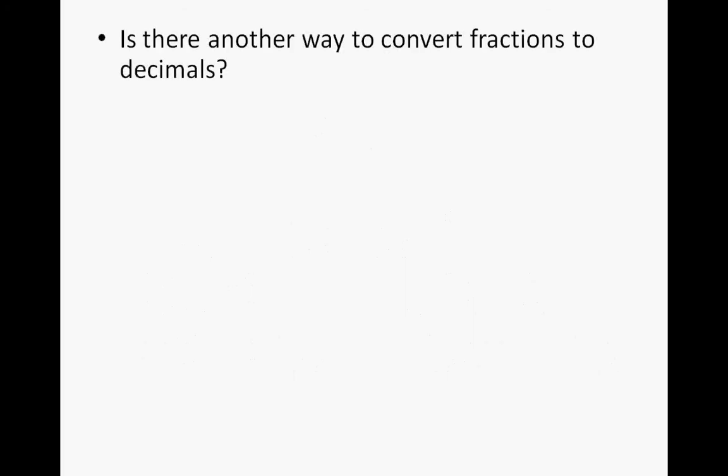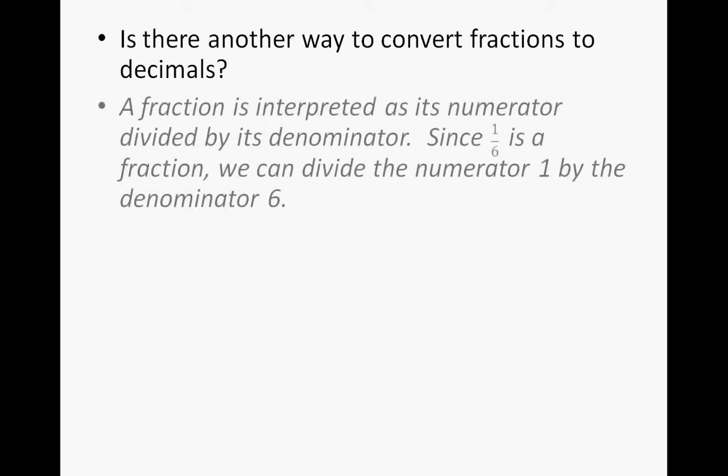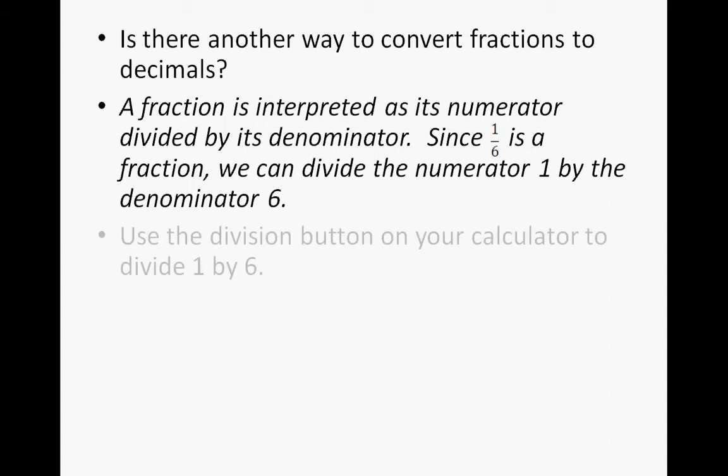So is there another way to convert fractions to decimals? Well, you kind of got that answer on the title screen. Since a fraction is interpreted as its numerator divided by its denominator, and 1/6 is a fraction, we can divide the numerator 1 by the denominator of 6. So use the division button on your calculator to divide 1 by 6. You would type in 1 divided by 6 and get an answer for that.